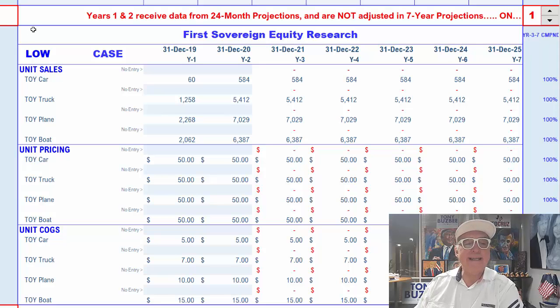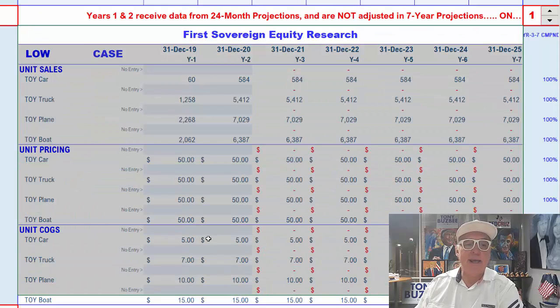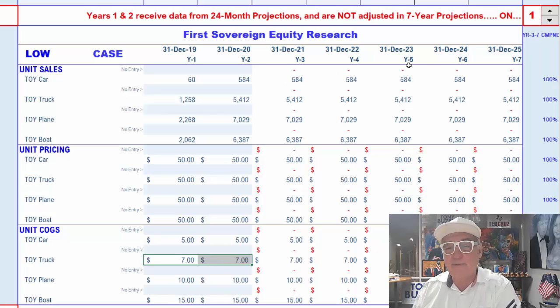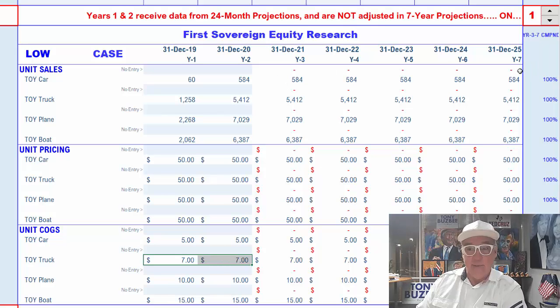So we're dealing in this thing with the low case where we're talking about unit sales, unit pricing, and unit cost of goods. Now, remember we have four products, so there are the unit sales from the 24 months. And so forth and so on. And remember, here's the unit pricing, and then you've got the unit cost of goods. Now the question is, we need years 3, 4, 5, 6, and 7. How do we do it?